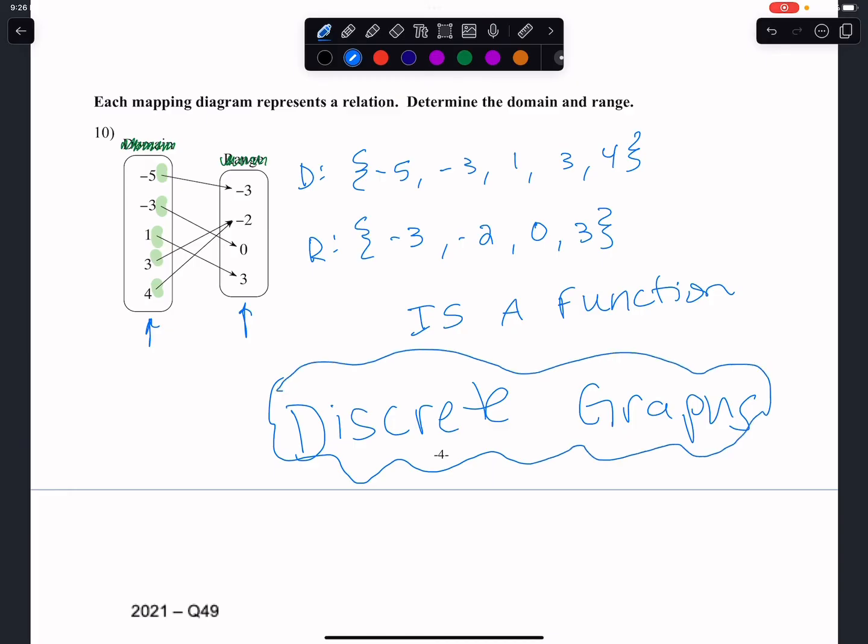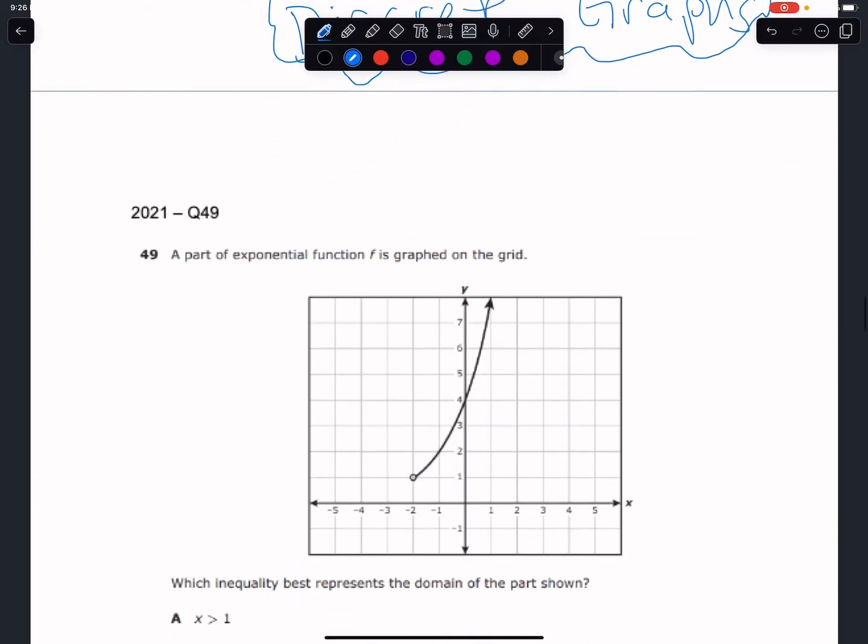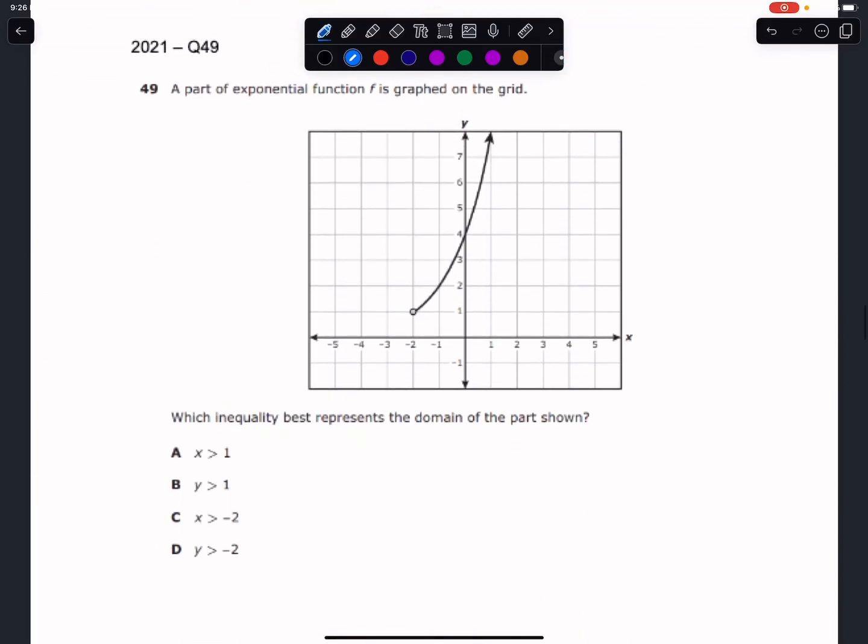All right, now here are some questions from the previous STAR tests about domain and range. I'm going to show you how to answer these, and you don't really have to answer, you just have to know what you're looking for. Which inequality best represents the domain? If it's asking for the domain, that means I have to have which letter? Hopefully, you said X, which means that Y can't be the answer, and this one can't be the answer.